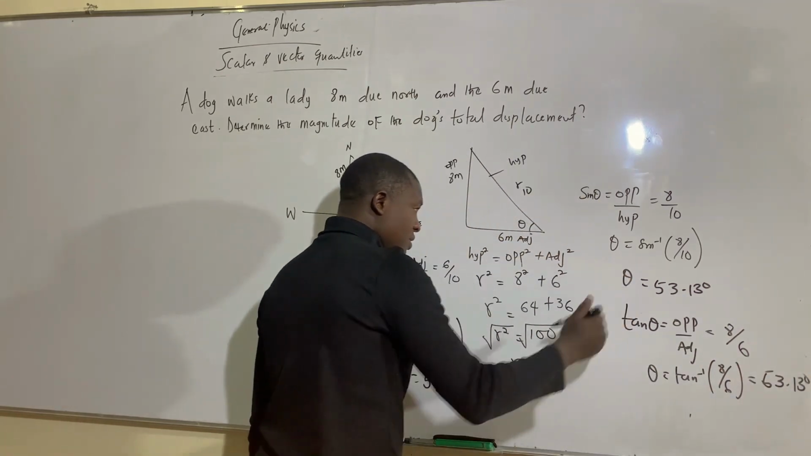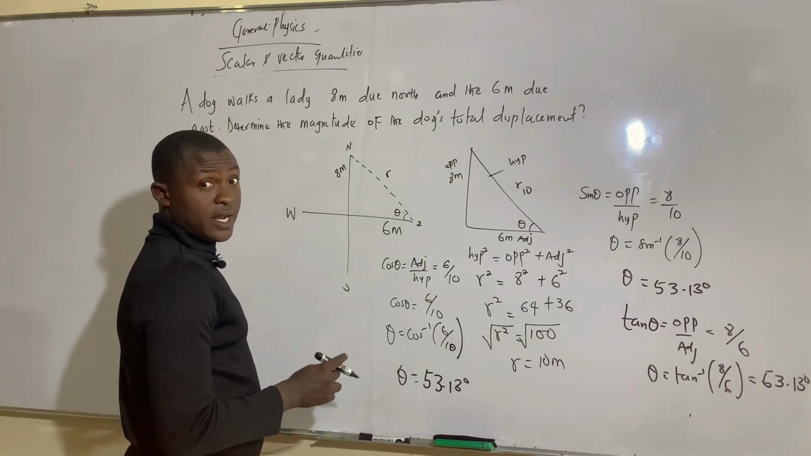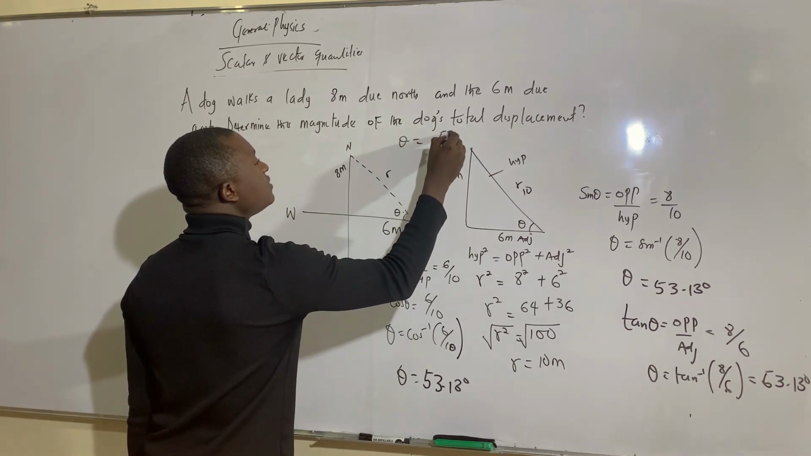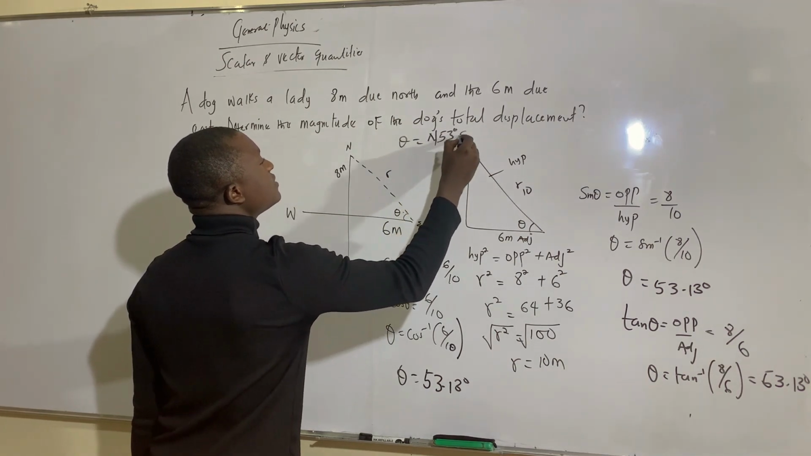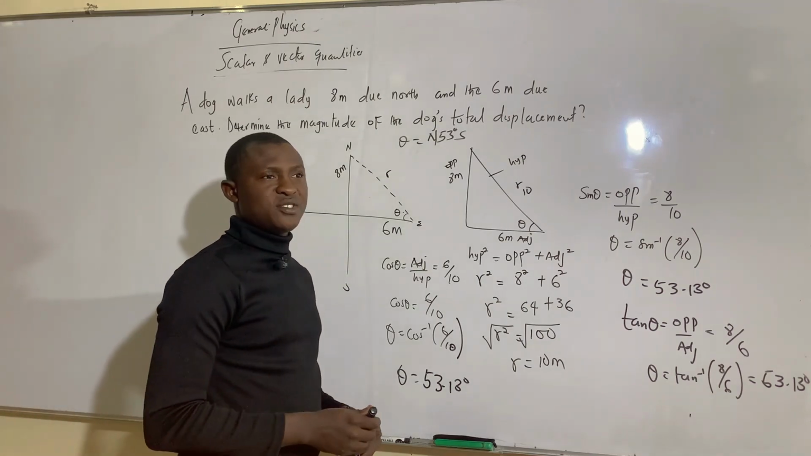But you can see it lies within the north and east, right? So if I want to write the angle, I can just write theta is 53 degrees, that is north, 53 degrees south. I hope you get it right. That's the direction. You understand?